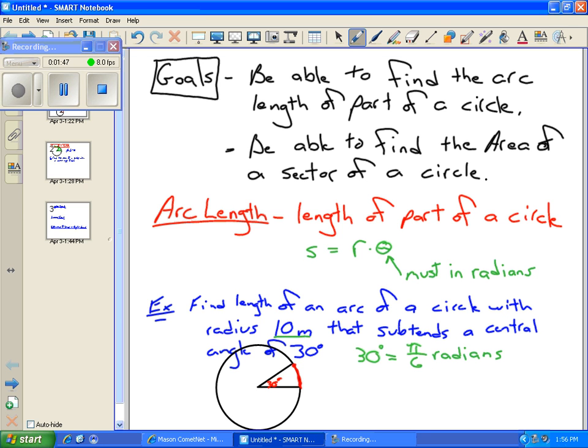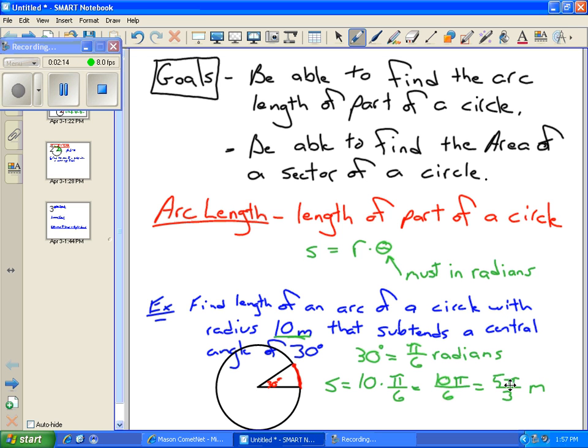So the radius is given, it's 10. Our central angle is pi over 6 radians. So let's plug that in. So the arc length, the length of this is going to be 10 times pi over 6, which is 10 pi over 6, which reduces to 5 pi over 3. And our units here are meters.